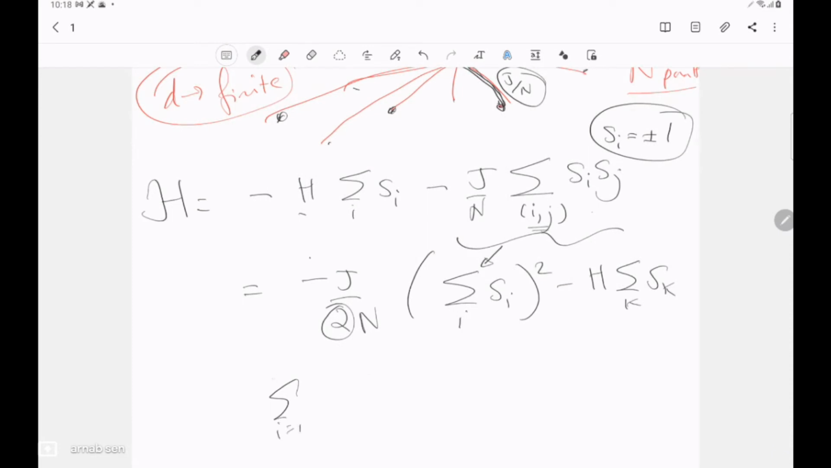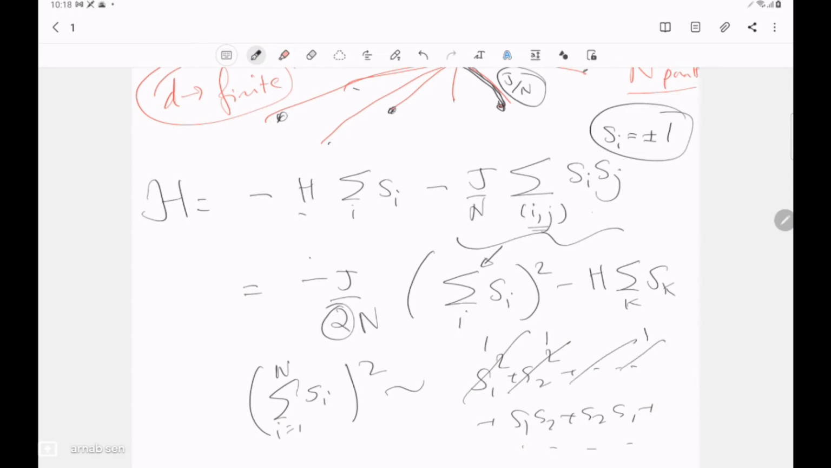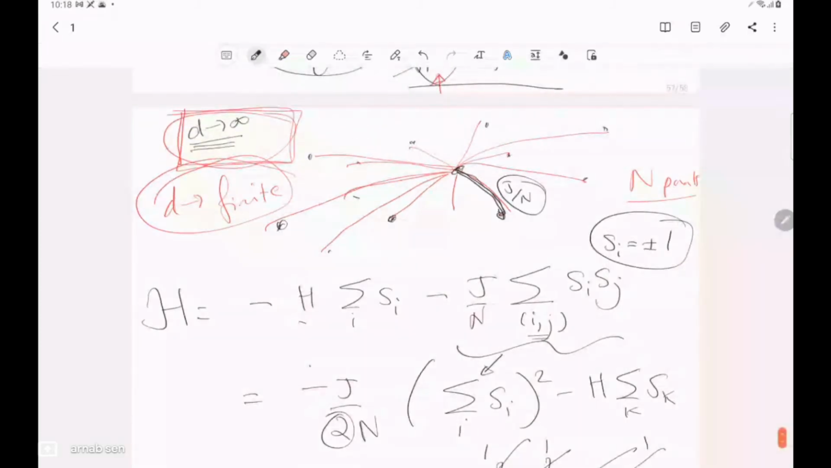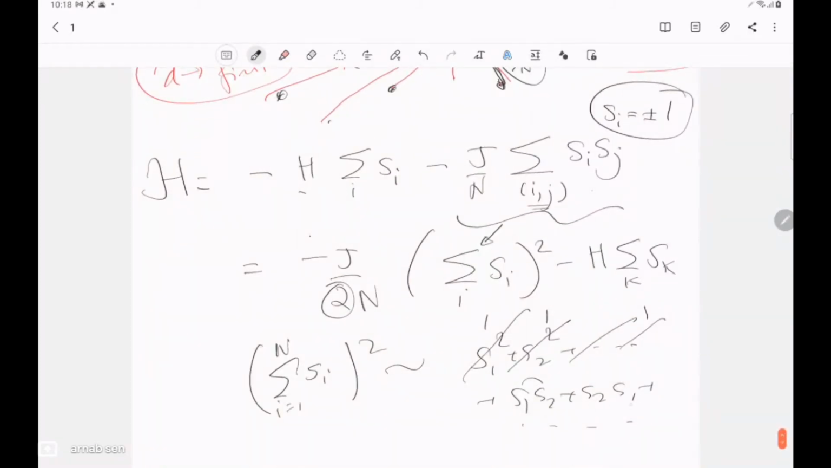So what is this? This is a sum over all spins. If you expand this, you'll of course get terms like S1 square plus S2 square plus dot dot dot, plus S1 S2 plus S2 S1 plus all kinds of other terms. The squared terms I can ignore. They're just ones, so they're constants. What about these terms? There is an S1 S2, there's an S1 S3, and so on, all kinds of interactions like this. But there's also an S2 S1 corresponding to each S1 S2. Therefore, I need a factor of half. Is it clear?